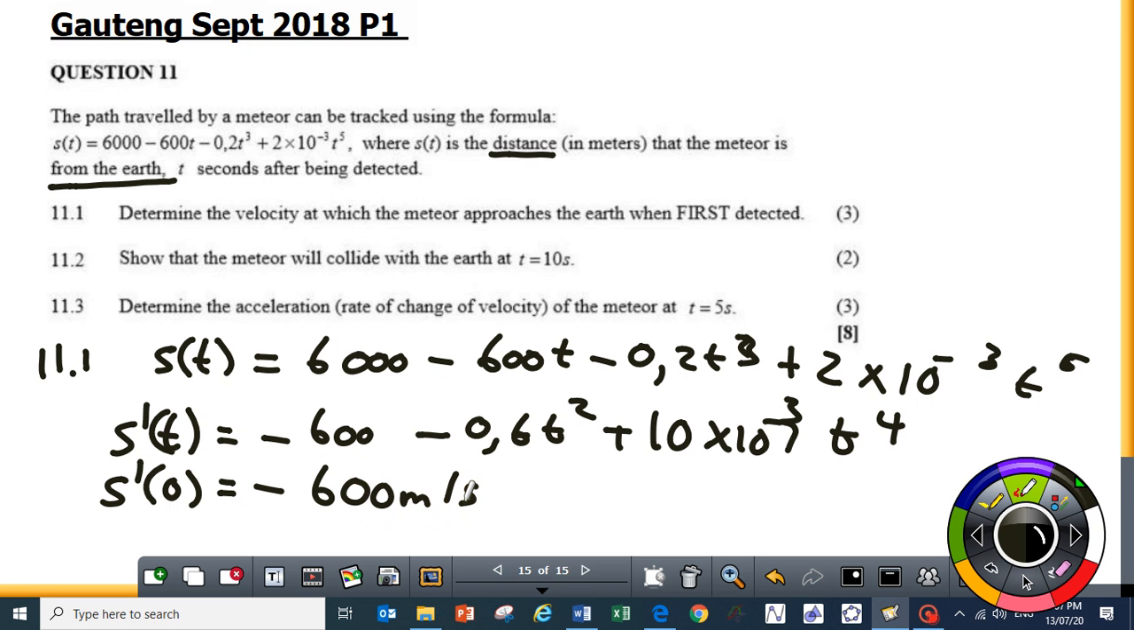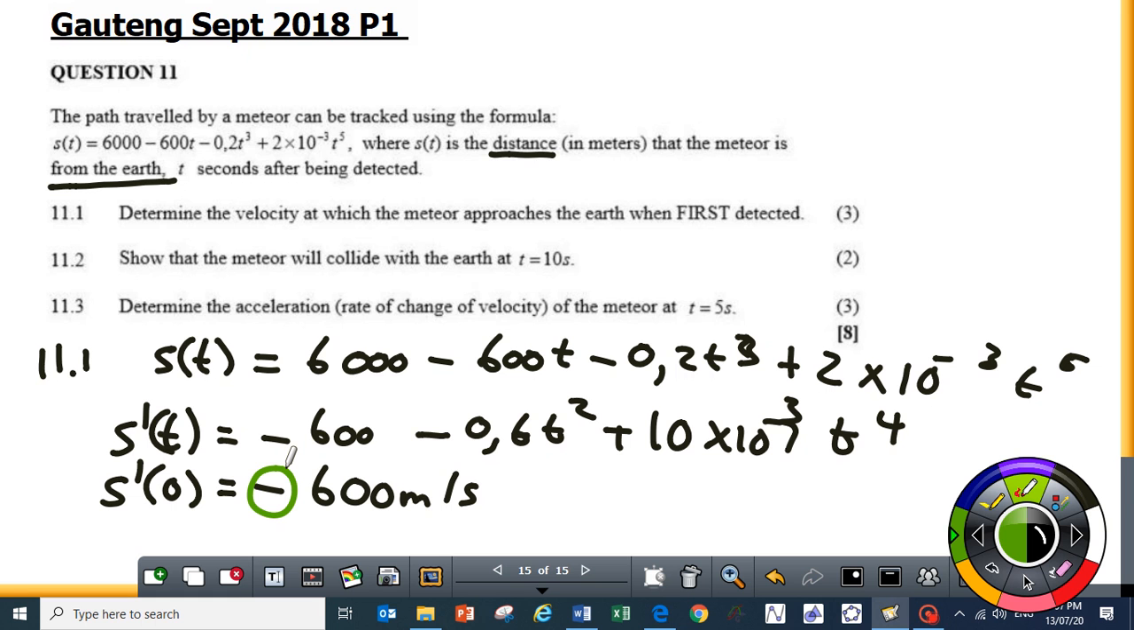Minus 600 meters per second. Remember, velocity is a vector, so it is very much possible to have that negative. Did you get that? Yes, sir. All right, let's move on to the next question.